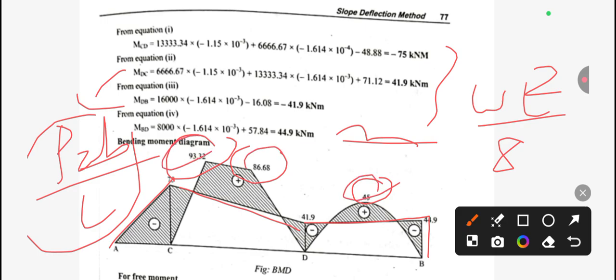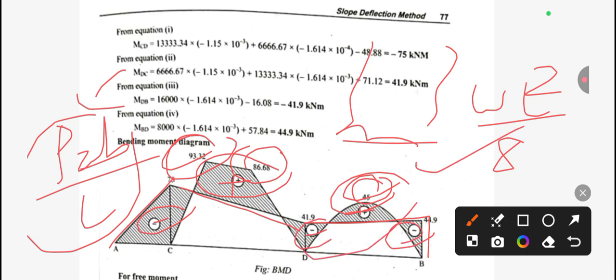So you can see here the upper parts of all the previous values, like this one will be plus, this one will be plus, and below this portion will be negative, negative and negative. Okay, in this way we can make the bending moment diagram very easily.